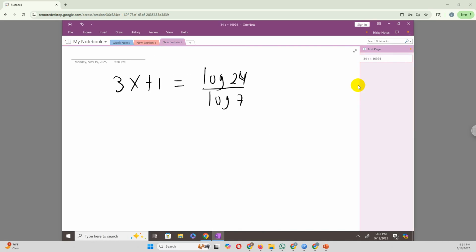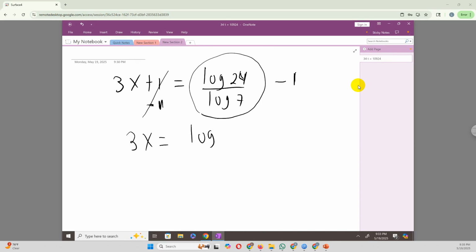So now we don't worry about this whole thing. We will put that in a calculator, but first we have to find the value of x. So we just subtract 1 on both sides. I subtract 1 here, I subtract 1 here. So this becomes 0, and here we'll have 3x equals log of 24 divided by log of 7 minus 1.